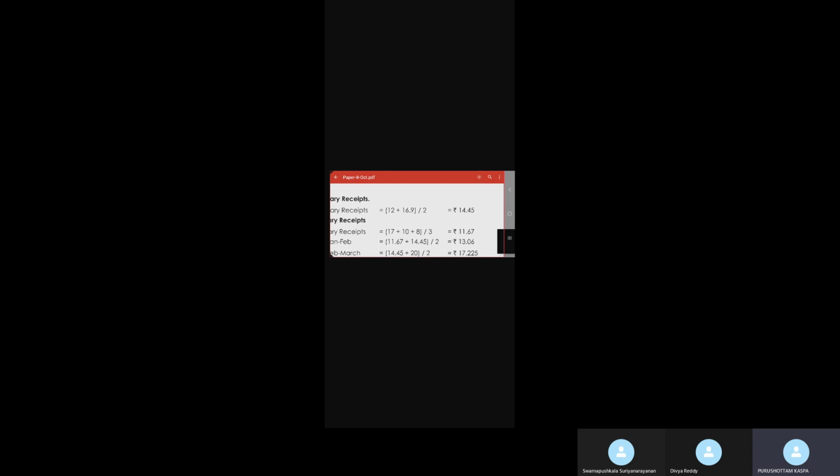Okay, any doubt? No, sir. Simple average means the sum of the observations divided by the number of observations. Here, what is observed is the price, and we are finding the simple average price. In February, there are only 2 receipts, so since we are adding 2 prices, we are dividing by 2.